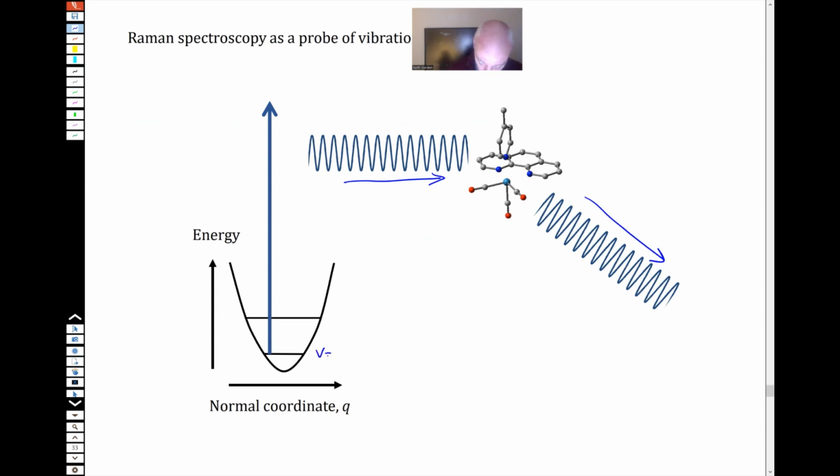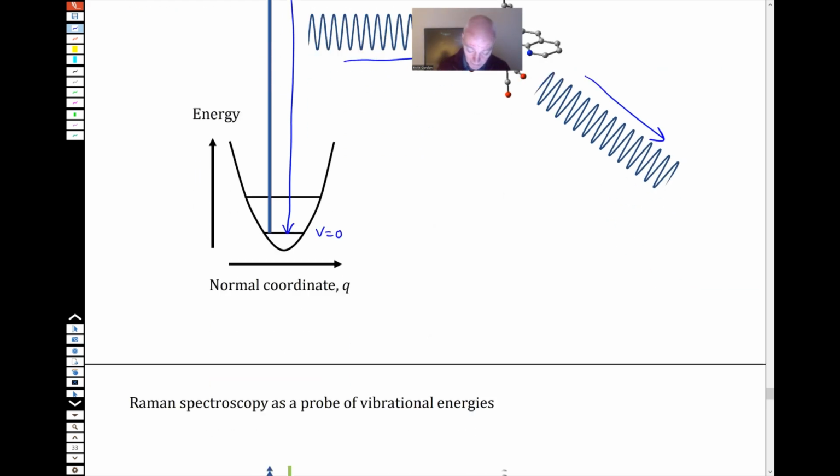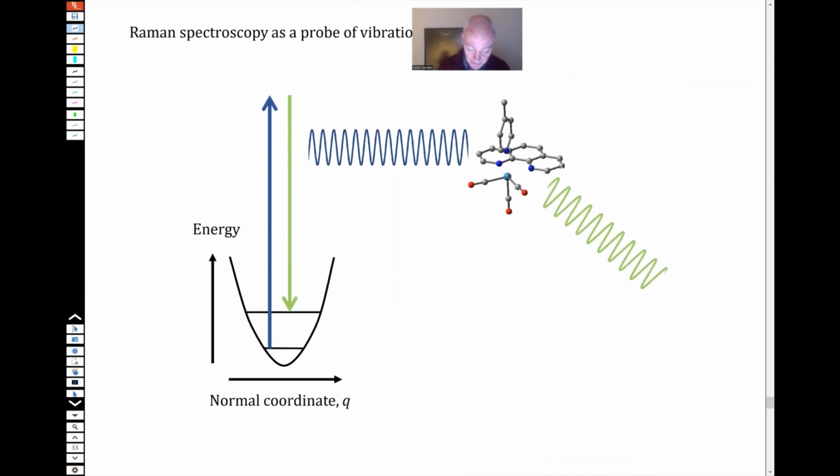So in this diagram, the laser wavelength came in. We started at V equals 0. Nothing happened. So the molecule is still at V equals 0. And the light that was scattered off has the same energy as the light that was scattered in. However, let's just think for a moment. What happens if the molecule starts to vibrate?